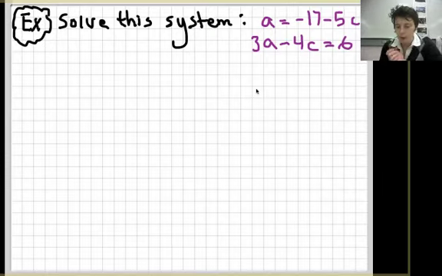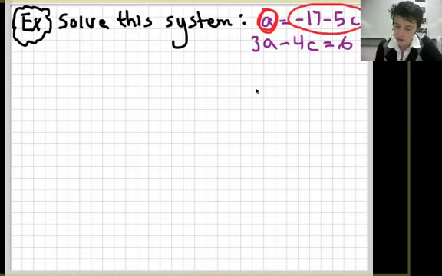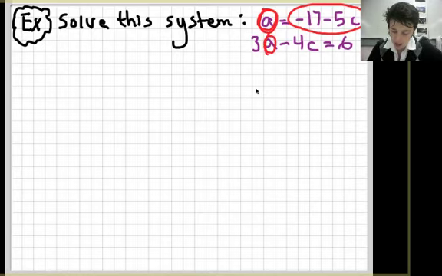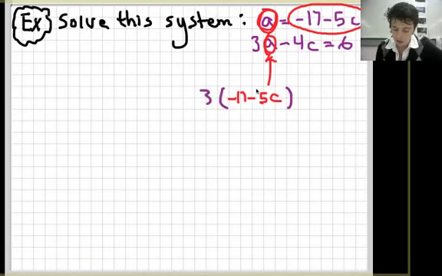This time when I go to bubble, I notice that a is all by itself. So a is going to get circled, and it's equal to all of this stuff, -17 minus 5c. So in the second equation, I go and I find the matching a, and I replace it. I'm going to turn it into -17 minus 5c. So -17 minus 5c is going to go right there. So instead of having the 3a that I had earlier, now I'm going to have 3 times -17 minus 5c. Then I got to copy the rest of this equation over here. So I have minus 4c equals 6.